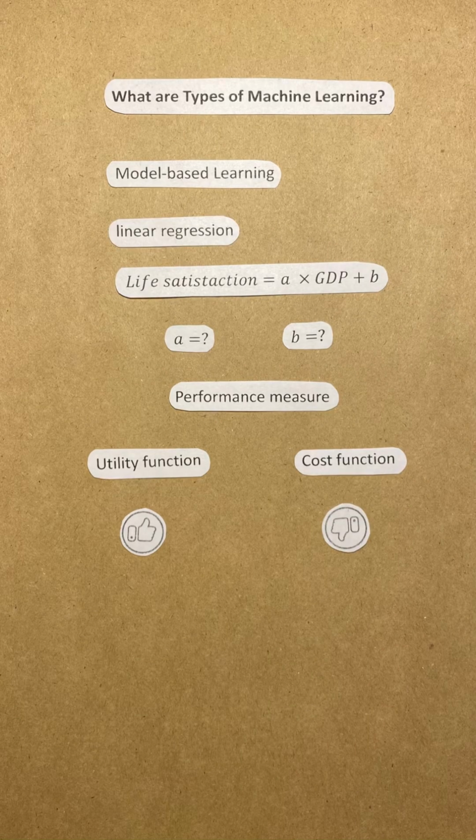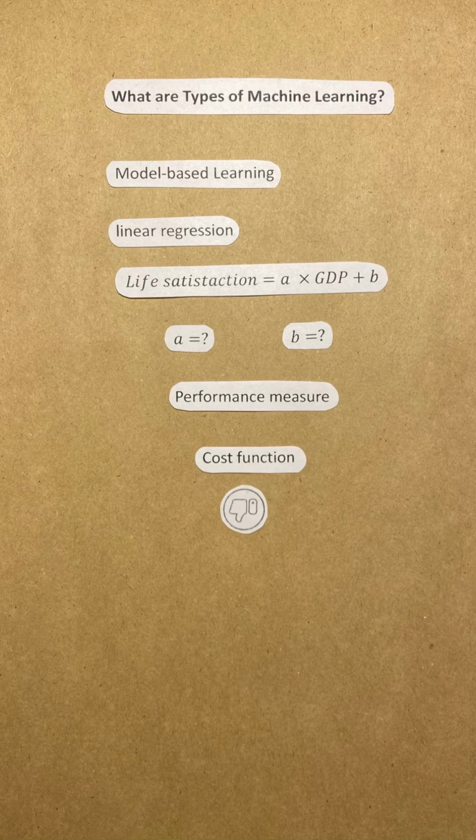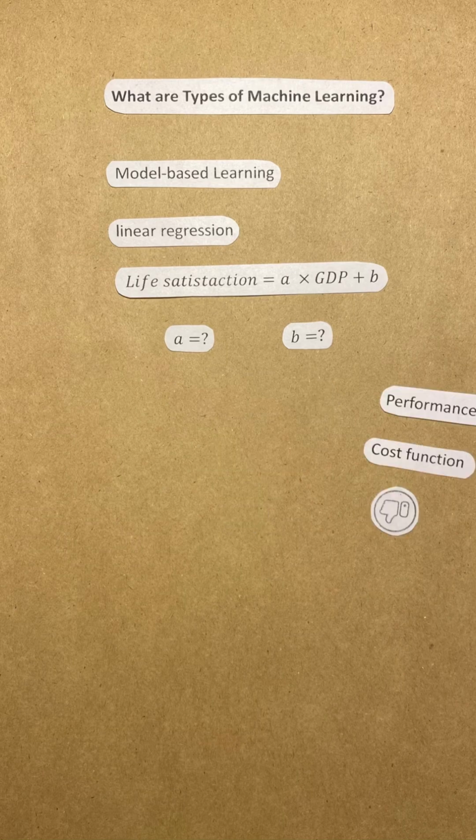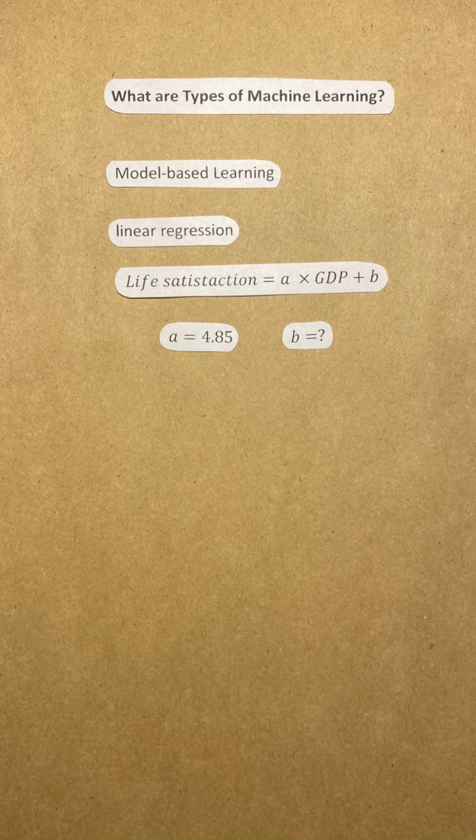For linear regression problems, people typically use a cost function that measures the distance between the linear model's predictions and the training examples. We will talk about this in next videos. By training, you will find A and B. Now your model can predict happiness based on GDP.